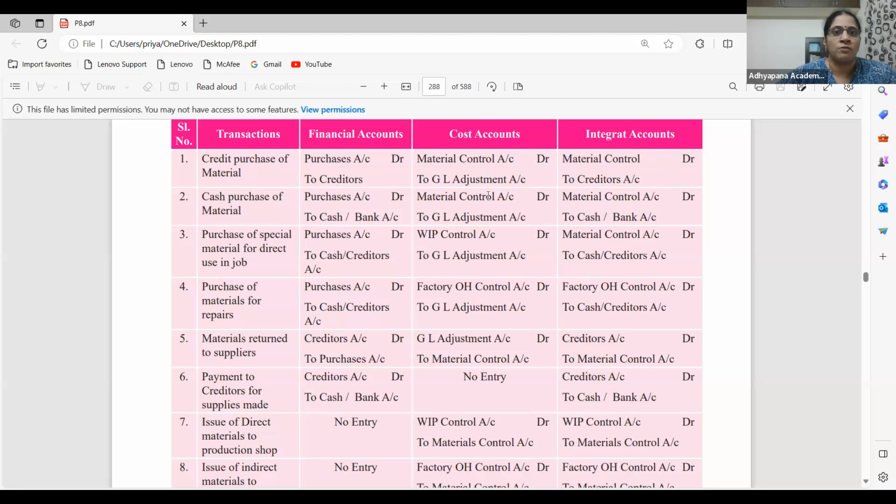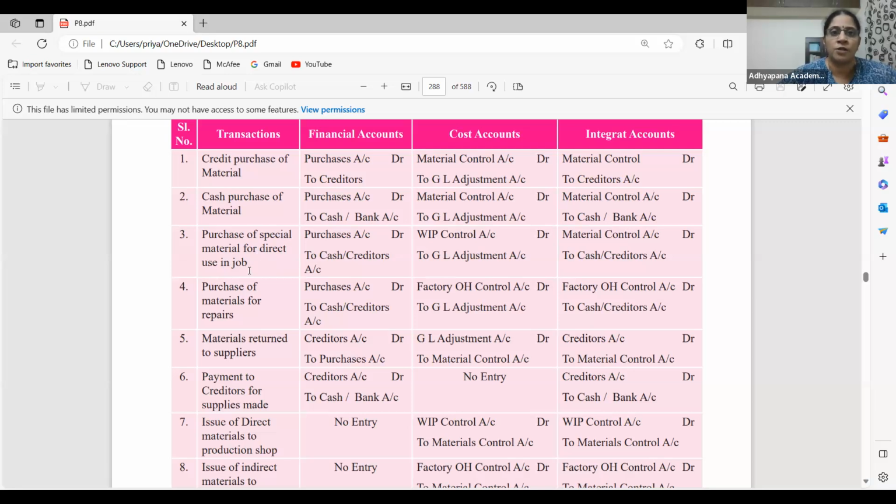In case of cost accounts, what are you going to purchase? Raw material. So it is material control account debit to general ledger adjustment. In integrated accounts, take the debit from cost and credit from financial. So it is material control to cash. Then purchase of special material for direct use in the job.